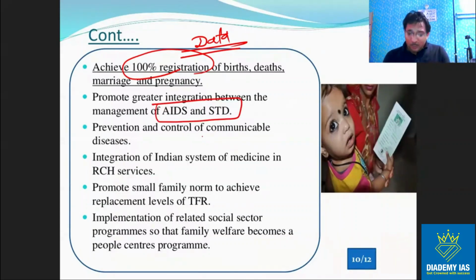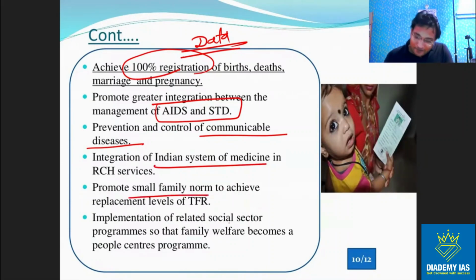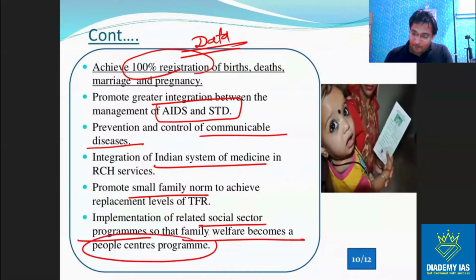Preventing and controlling communicable disease. So we want to control the death rate, so that if the death rate is reduced, automatically the people will also decrease the birth rate. Promote Indian system of medicine, Ayush, ठीक है? Ayurved, Unani, Siddha, Yoga. Promote small family norm to achieve replacement level of TFR. हम दो हमारे दो. Implementation of related social sector programs, so that family welfare becomes a people-centric program.